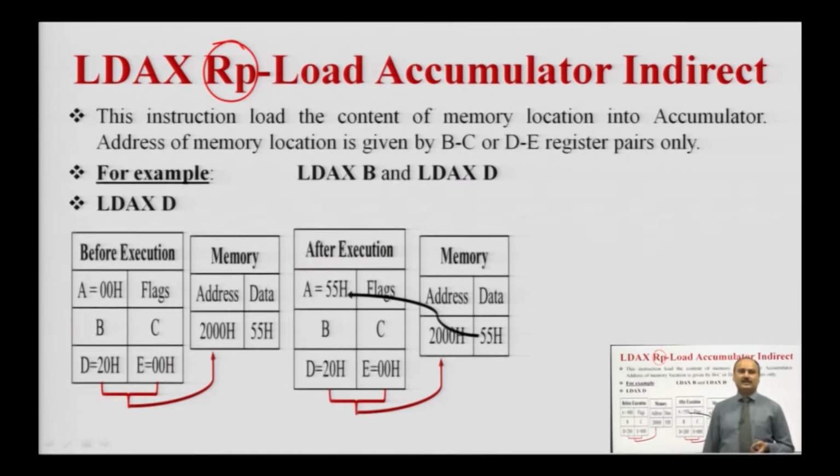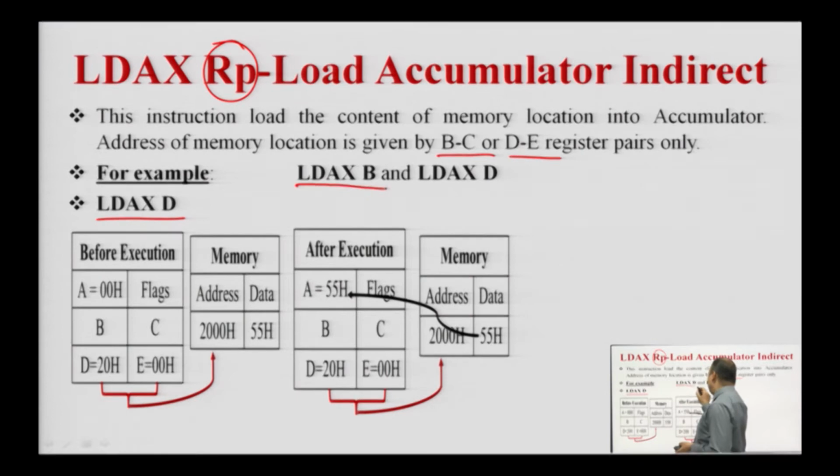The address of the memory location is indirectly specified by the register pair. So, with this instruction the register pairs which are used are the BC register pair and the DE register pair. So, the BC register pair and DE register pair are used to hold the address of the memory location. For example, LDAX B and LDAX D instructions are the examples of this load accumulator indirect. So, let us consider the example of the instruction LDAX D. Here the DE register pair comes into the picture with this instruction.